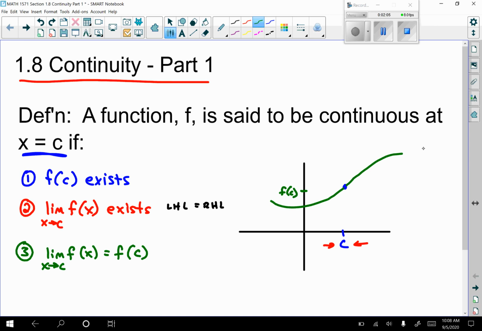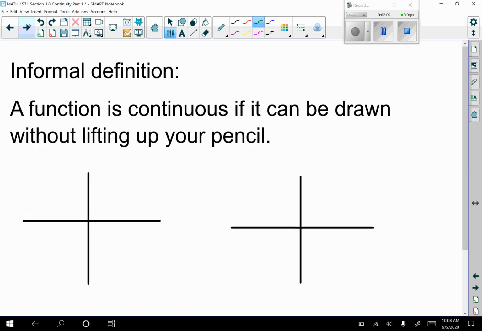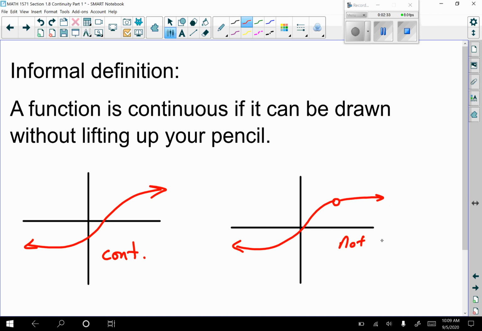But here's a nice illustration for this. The informal definition is what I just said. A function is continuous if it can be drawn without lifting your pencil off of your paper. So what I just had here was a nice continuous function. So this would be continuous. However, if I have an open endpoint here, then I would have to jump over that. So I would have to lift my pencil up here to continue drawing this. So this would be not continuous, or we would say discontinuous.